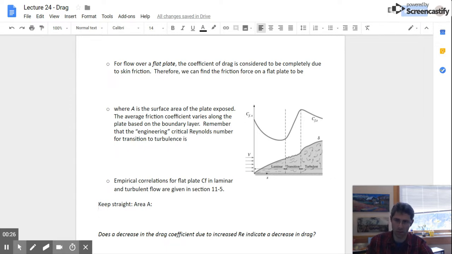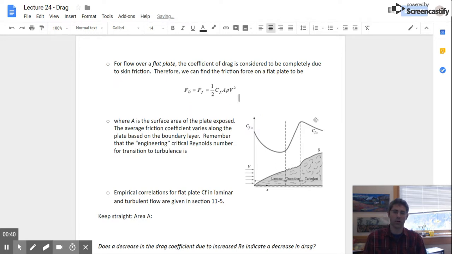And so we can define the friction force on a flat plate by the same equation we've had before. Force of drag is equal to 1/2 C A rho V squared. The only difference here is this C, we've changed from a C sub D to a C sub F, which is the friction drag coefficient. And now we're going to say A is the surface area of the plate that's exposed, the wetted area that the fluid is flowing over.